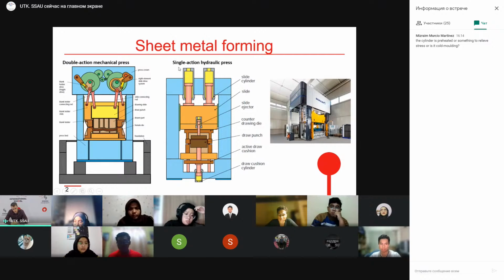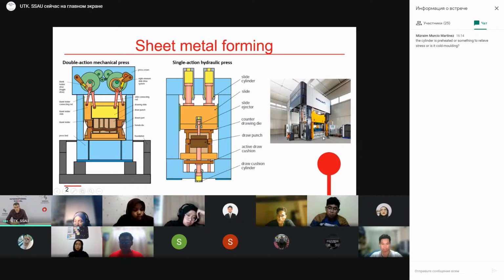And on the right, you can see a hydraulic press, where the movement of the punch, for example, upward, is created by a hydraulic cylinder, and by creating pressure here, we move the punch and as a result form our part. In the video which I have shown you, such a press was used, a single action hydraulic press. So depending on the sizes of the part, the sizes of the presses also differ. For example, here you can see an example of some German hydraulic press.